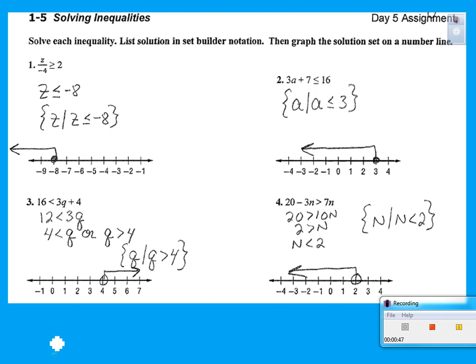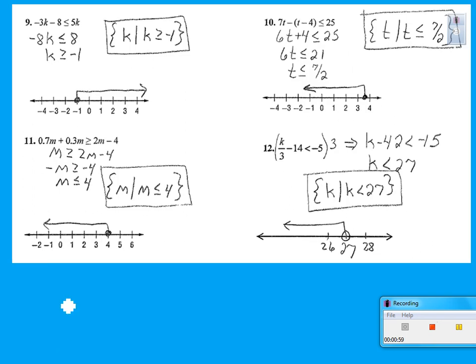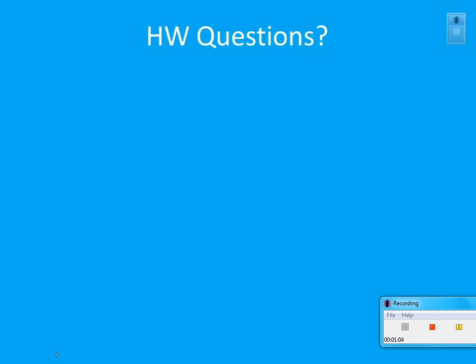There are the answers to your Day 5 assignment over section 1-5. You can always pause the video and check last time's worksheet. Make sure you know what you're doing. But there's what the answer should have looked like. But let me get to the meat of the lesson. You should have in front of you the class example sheet that I need you to follow along with.